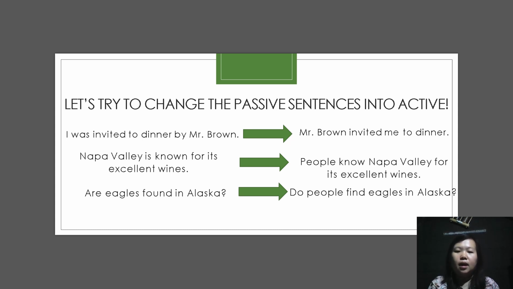Okay, because it has no by phrase, so you just use the word people here. And then are found is changed into find. And then the auxiliary is do. And then eagles as the subject of the passive becomes the object of the active. And then followed by the adverb. Do people find eagles in Alaska?